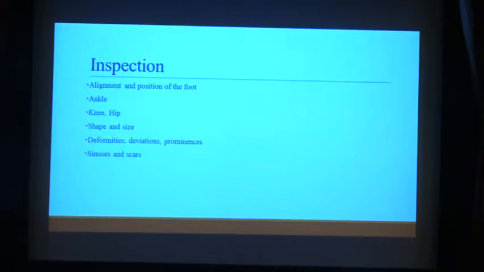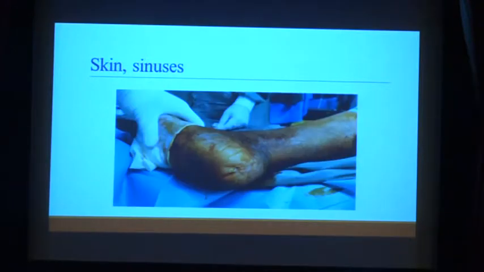So inspection. In inspection, you have to see how the foot is aligned to the leg and the ankle, the hip, knee, ankle, and the foot. What alignment they are, and what shape and size. Whether they have any deformities or deviations or any other extra prominences that you can make out. Or skin, there may be a lot of sinuses and scars.